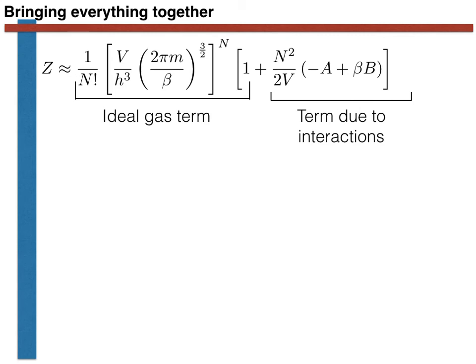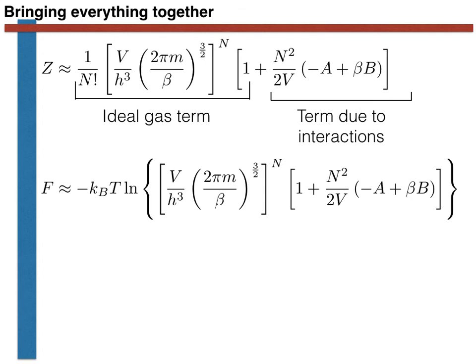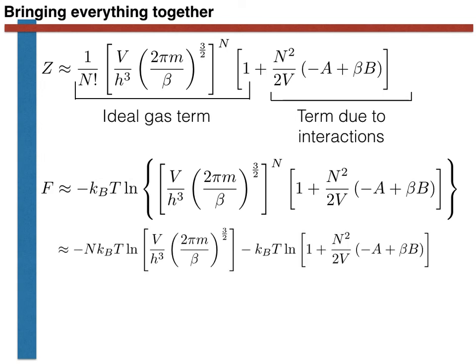We next recall that we can obtain the thermodynamic potential from the partition function using F equals minus kBT log Z. Inserting the expression at the top of this slide into this relation gives us the following. Notice the product of an ideal gas term and the correction term in this logarithm. This screams to be written as the sum of two logarithms as shown here.